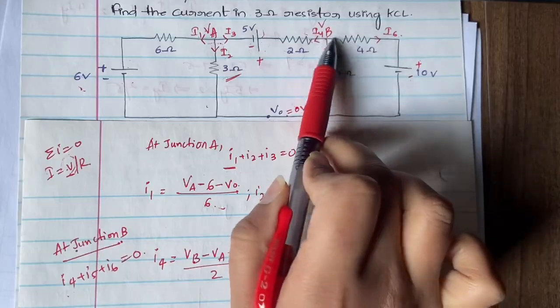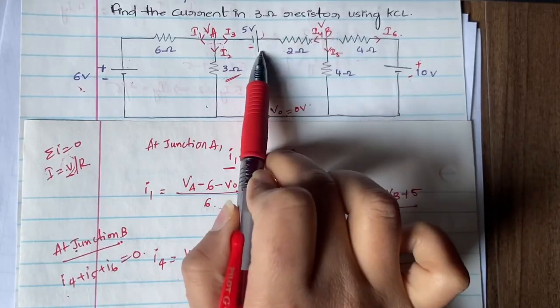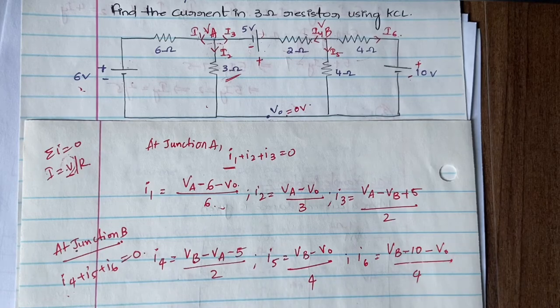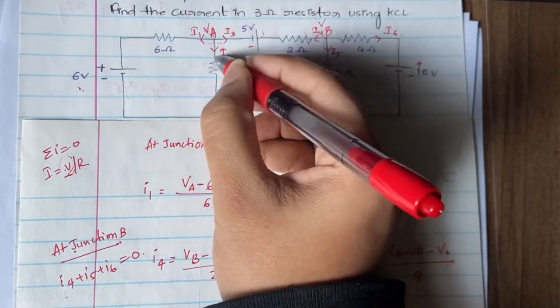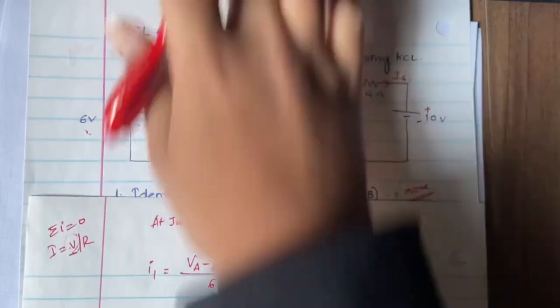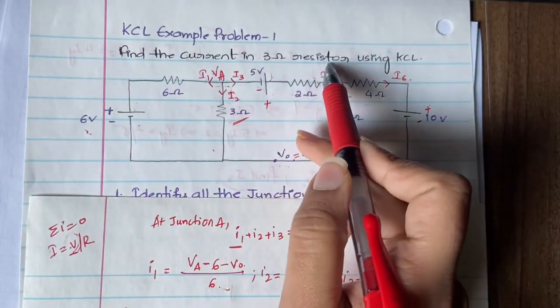And coming to I4, it is coming from here, that is positive to negative, it is coming again, right? That is why we took minus 4. Okay, no confusion. Now let us form equations, let us solve those equations, and let us see what we will be getting for VA and VB, and then let us find out the current in this 3 ohms resistor. What is our question? Find the current in 3 ohms resistor using KCL.